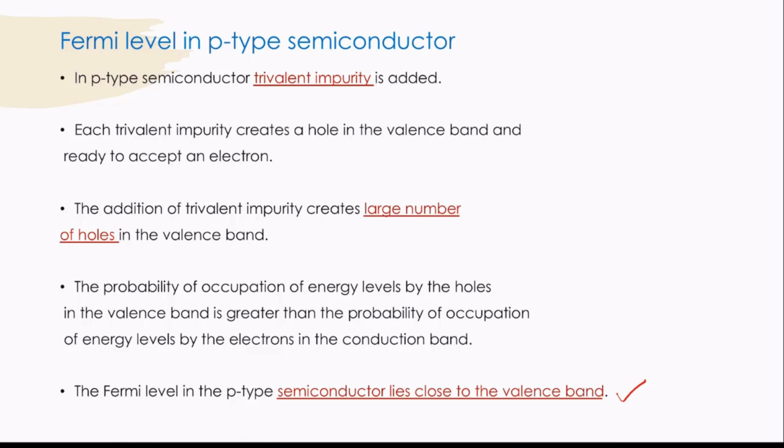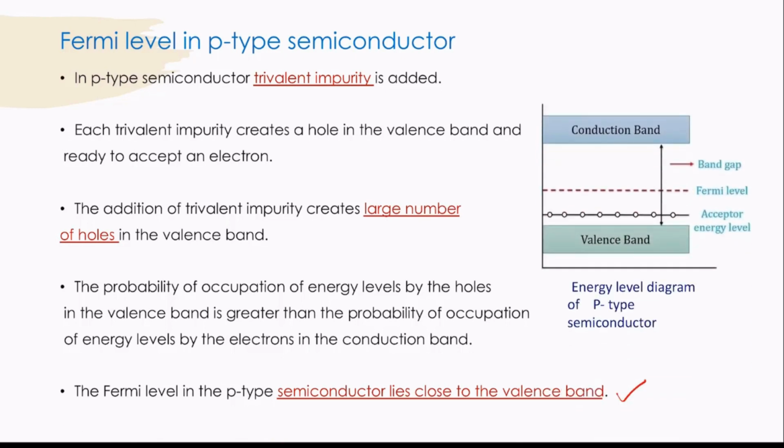Now if you see in this figure, this is the energy band diagram for the P-type semiconductor, in which this is the valence band and this is the conduction band, and this is the band energy gap or the forbidden energy gap, and the Fermi level in the case of the trivalent impurities will be closer to that of the valence band.